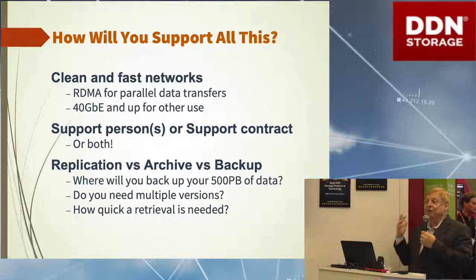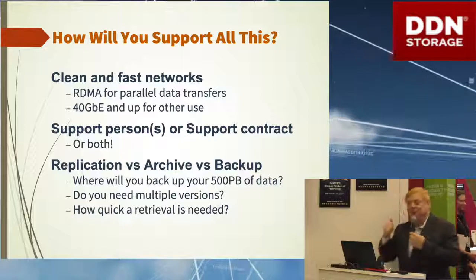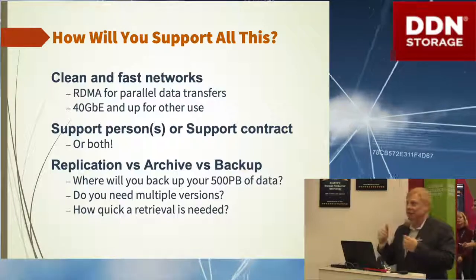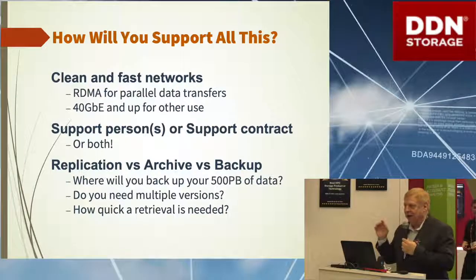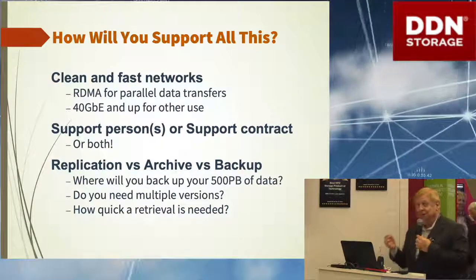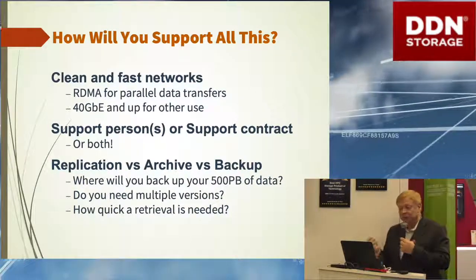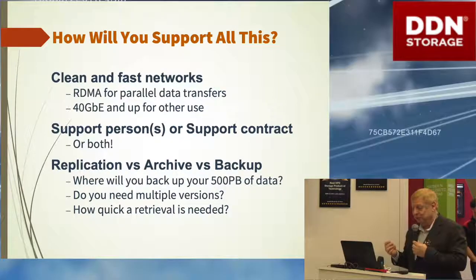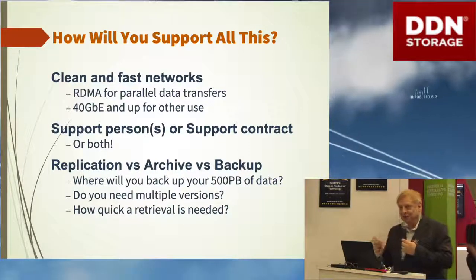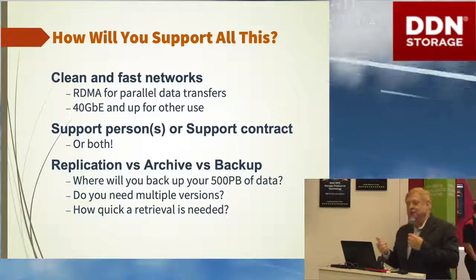So how do you support all of these kinds of architectures? Well, number one, and I can't really emphasize it enough, you've got to have clean, fast networks. They really need to be something like InfiniBand or OmniPath, any of those kinds of things that are there to support RDMA. That really does help. 40 gigabit and up is really good for these high-speed, high-performance file systems. You need some good support people, or you need a good support contract, or both. Don't underscore that one too many times. It's very, very important.